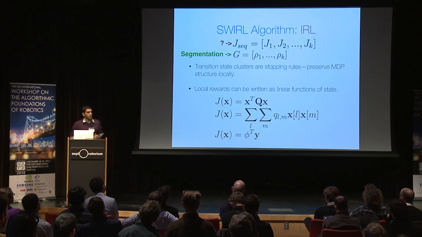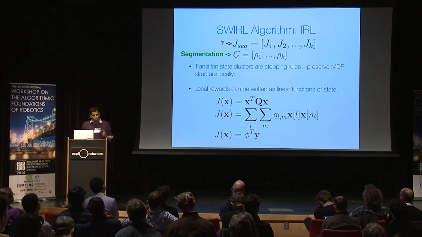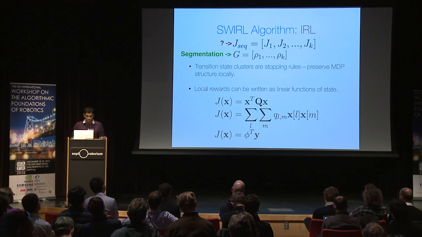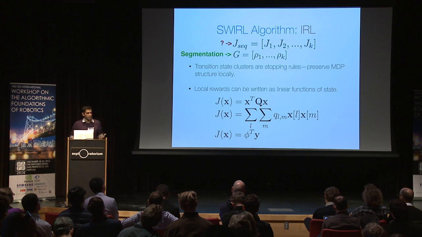Now that's only half the battle, right? We've gotten these transition regions, so we can look at a set of trajectories, a set of demonstrations, and figure out where transitions occurred, and we can summarize them over the state space. So now, how do we actually turn those into local reward functions?